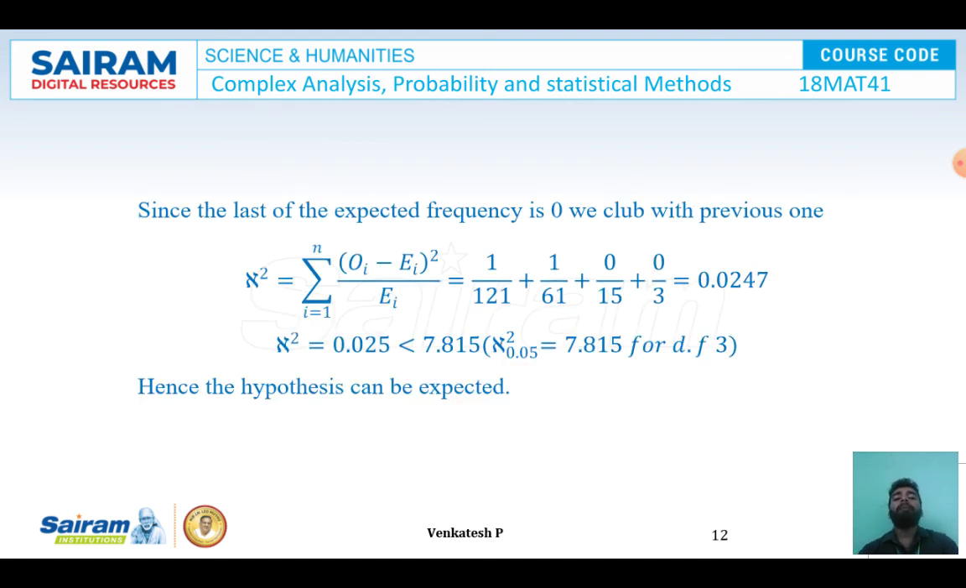So now I am going to test the hypothesis with the chi-square formula. So we have chi-square is equal to summation i from 1 to n, (Oi minus Ei) whole square divided by Ei. So this will be equal to 1 by 121 plus 1 by 61 plus 0 by 15 plus 0 by 3. So it will be equal to 0.0247. So this 0.0247 is less than 7.815 at 3 degrees of freedom. Hence we can say that the hypothesis is accepted and it is true.